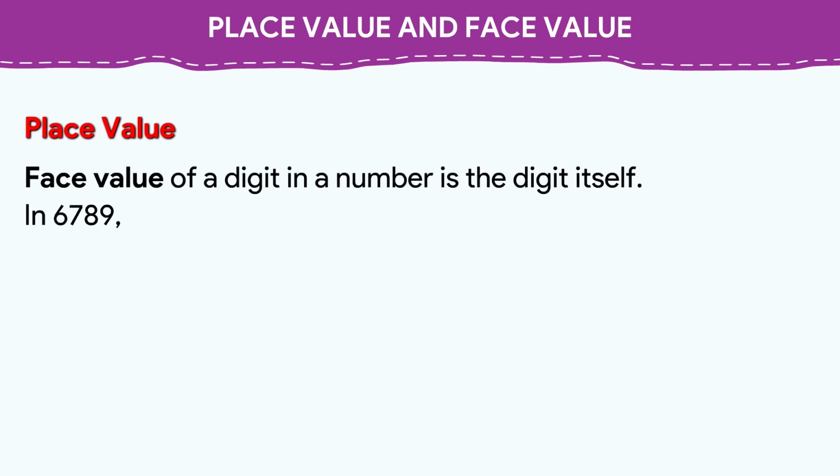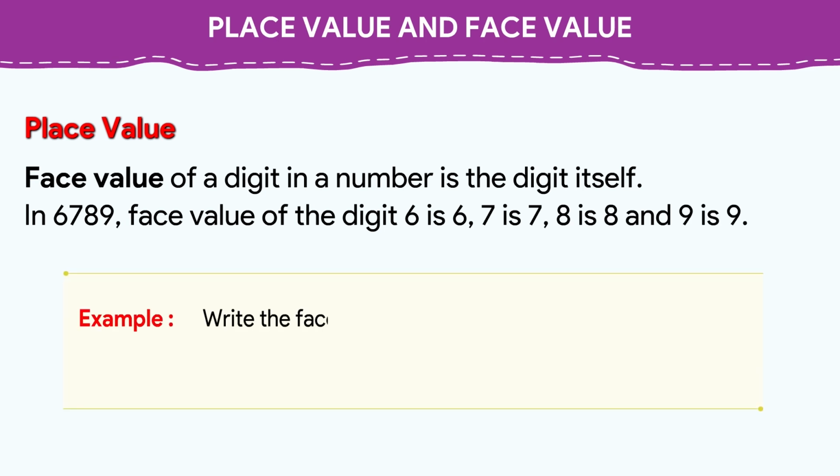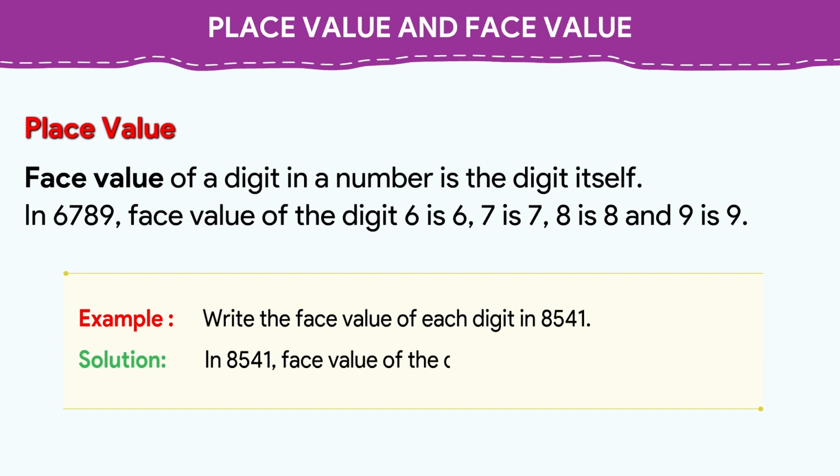In 6789, face value of the digit 6 is 6, 7 is 7, 8 is 8 and 9 is 9. Example. Write the face value of each digit in 8541. Solution. In 8541, face value of the digit 8 is 8, 5 is 5, 4 is 4 and 1 is 1.